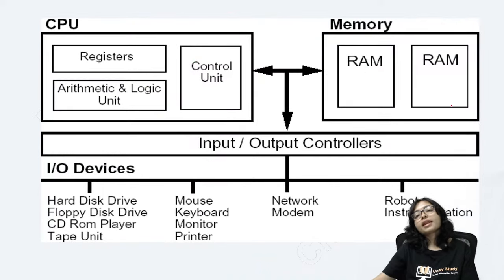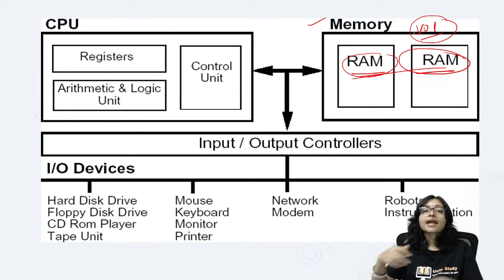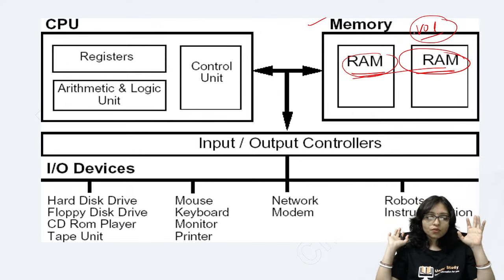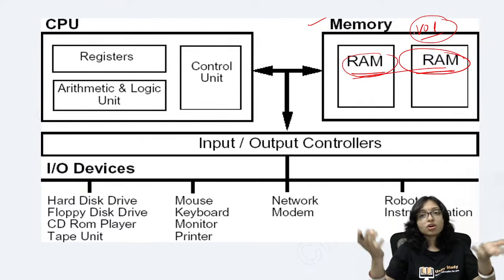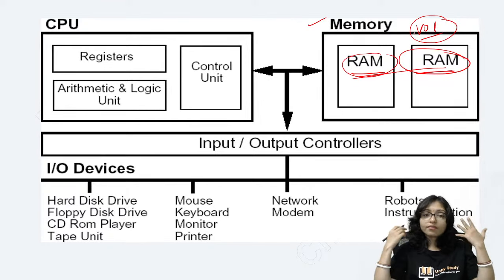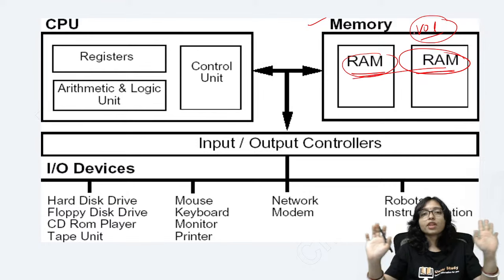Now inside the memory, there are two types of memory: one is RAM, another is ROM. RAM is always random access memory, and it is volatile memory. That means it works only at the time of working, after that it will forget. When the machine is on, the work is going on, RAM is on, and random memory access is going on. Whenever the machine is off, RAM will forget everything, and that is the meaning of volatile.